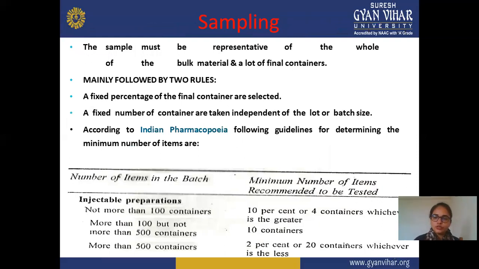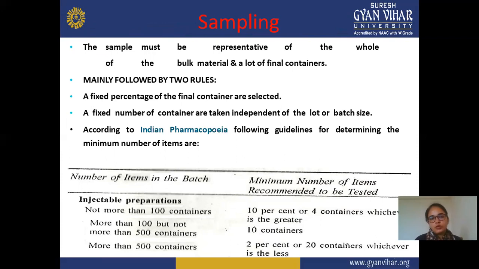And next, in continuation of the sampling part, the sample must be representative of the whole of the bulk material, not of the final. Hence, all containers that you sample and select in your batch should represent that complete formulation, the same as your final formulation. There's no variation between the material and the final container or any formulation. All are the same.